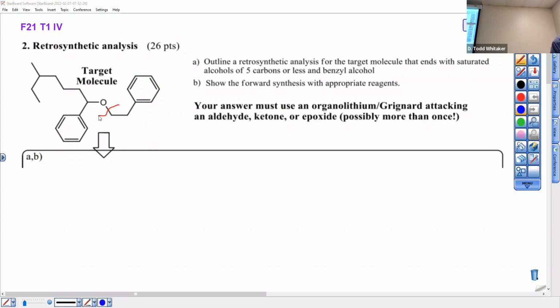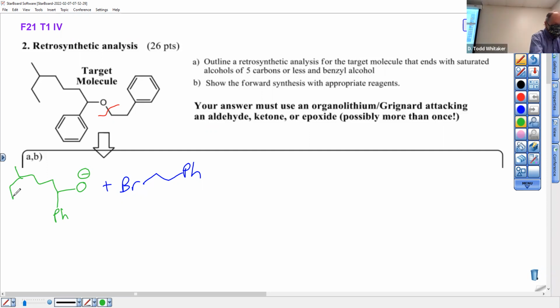You need a leaving group on the carbon, and you need an O- nucleophile to make the ether. And there we go. So far, so good.